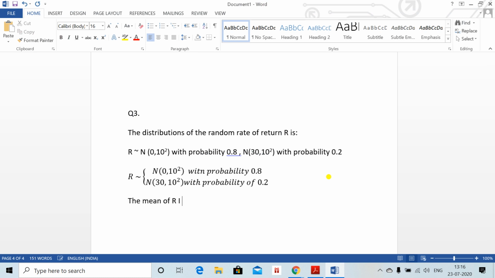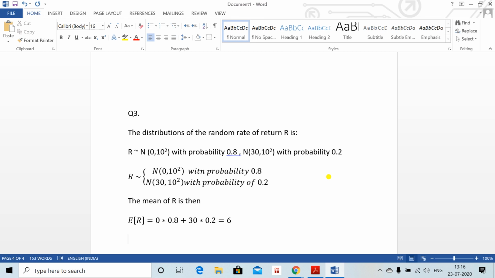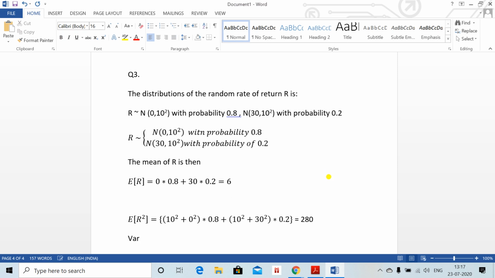The mean of R is then, first one it is 0 times 0.8 and the next one it is 30 into 0.2, which leads to the value of 6. And for variance we need to calculate expectation of R square. So for R square, first we'll calculate 10 square plus 0 square. This formula I think everybody knows, it's there in the tables also. And this leads to a value of 280.